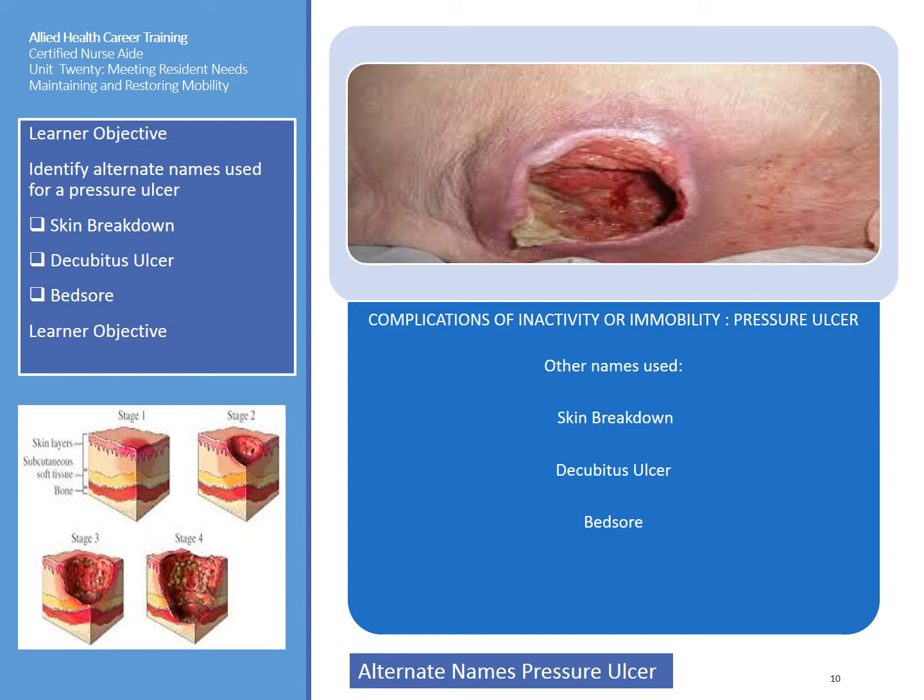Complications of inactivity or immobility forms pressure ulcers. Other names that are used is skin breakdown, decubitus ulcers, or bed sores. Remember that we must prevent these from happening, and that's why it's very important that we encourage our residents to move and to reposition frequently.